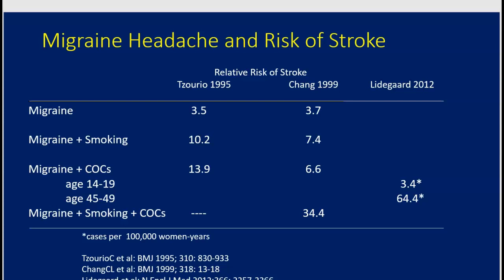Now, if we look to the far right, Lidegaard in his study was looking at cases of stroke per 100,000 women years. You can see when you had migraines with the use of combination oral contraceptives and women were aged 14 to 19, the overall rate of stroke was about 3.5 per 100,000 women years. When, however, the women were aged 45 to 49, again near the end of the reproductive lifespan, there's a substantial increased risk in stroke. So again, age is a significant risk factor, particularly when combined with other risk factors for stroke.